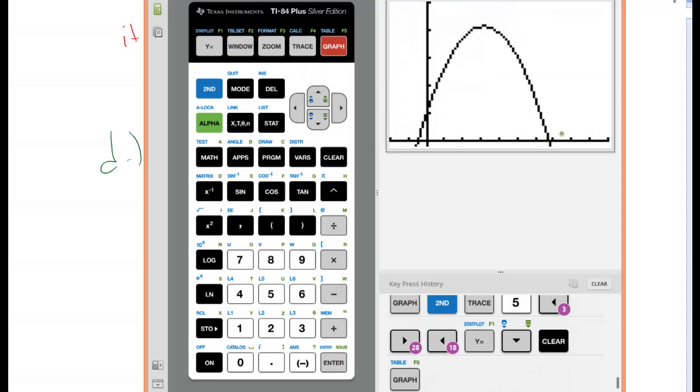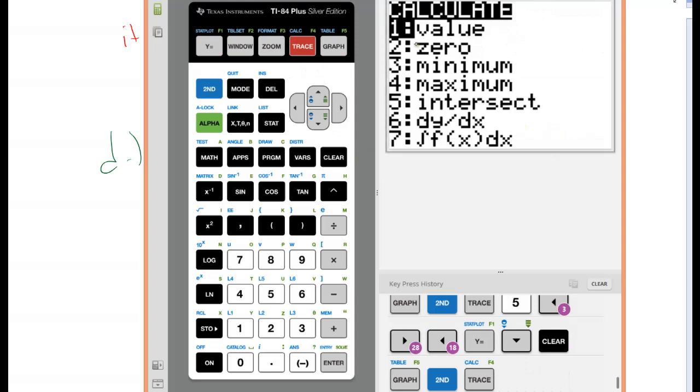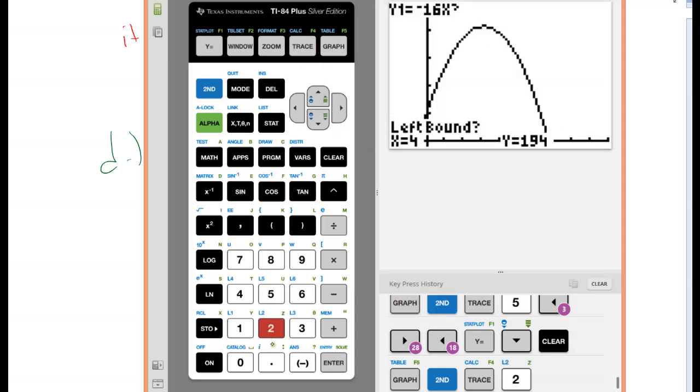Alright, so I want to find that moment there where it crosses my x-axis. That's the 0. And so we go to second, trace. The second one down is 0. That's what we want. We want to pick 0. And then the calculator is going to ask you to the left of the 0. So I want to get close to the 0 down there. It's almost right where the 4 is in 194. Alright, so I'm going to try not to go a little crazy this time and get as close as I can.